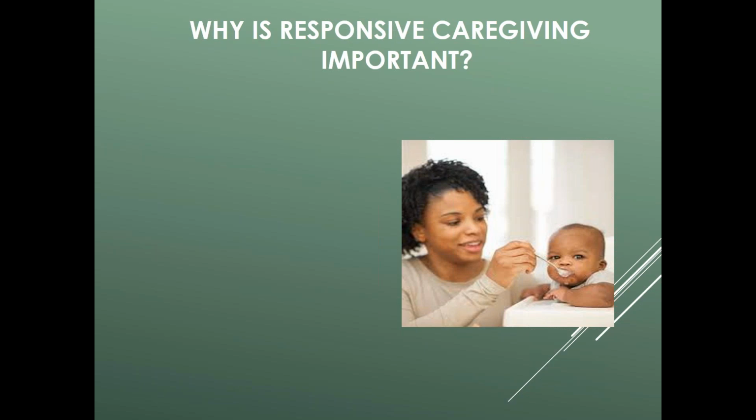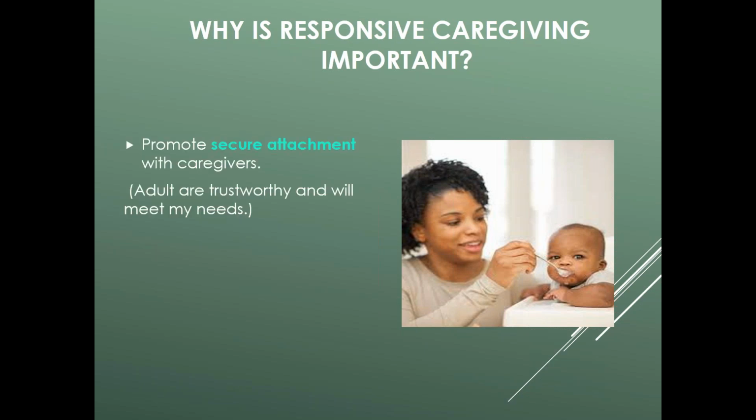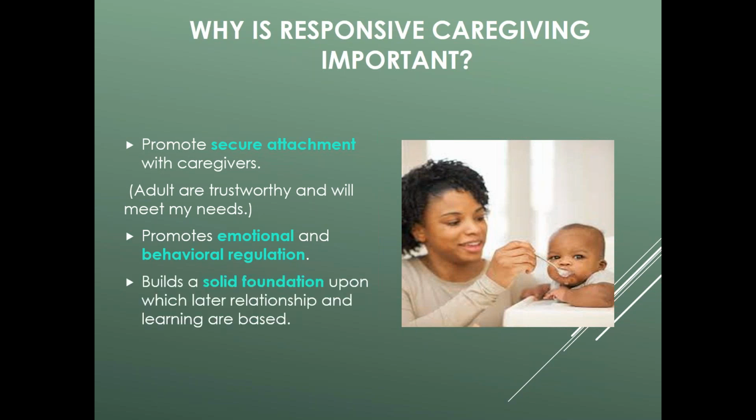Why is responsive caregiving important? It promotes secure attachment with caregivers. The infant understands that adults are trustworthy and will meet their needs. It promotes emotional and behavioral regulation. It builds a solid foundation upon which later relationship and learning are based.